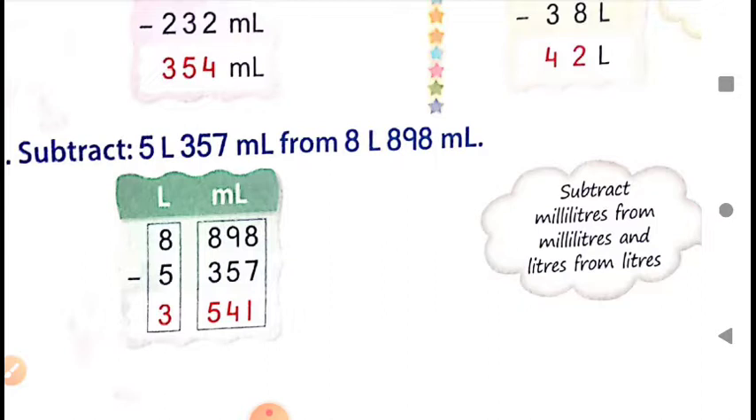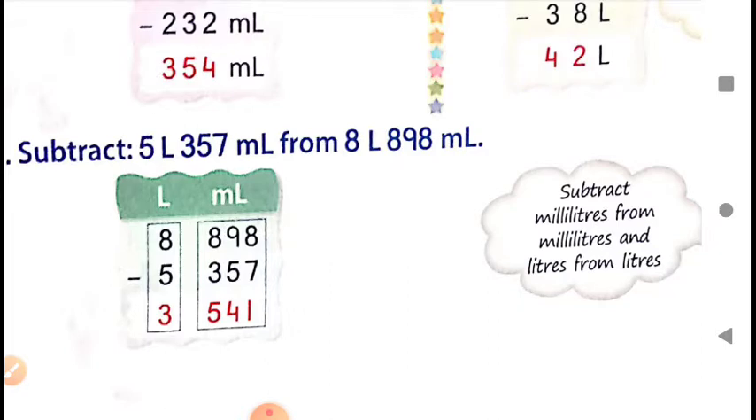So subtracting the milliliters first, 8 minus 7 is equal to 1, 9 minus 5 is equal to 4 and 8 minus 3 is equal to 5 and 8 minus 5 is equal to 3. So 8 liter 898 milliliter minus 5 liter 357 milliliter is equal to 3 liter 541 milliliter. Okay, so this is how we do subtraction. There is no change. बिल्कुल जैसे हम subtraction करते हैं बिल्कुल वैसे ही है. सिर्फ डिफरेंस क्या है कि यहाँ पे हम यूनिट भी लिखते हैं.